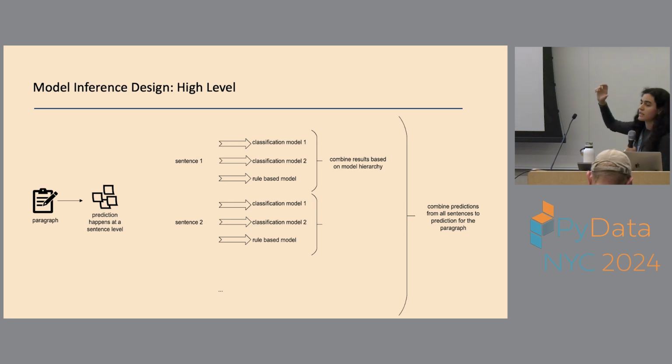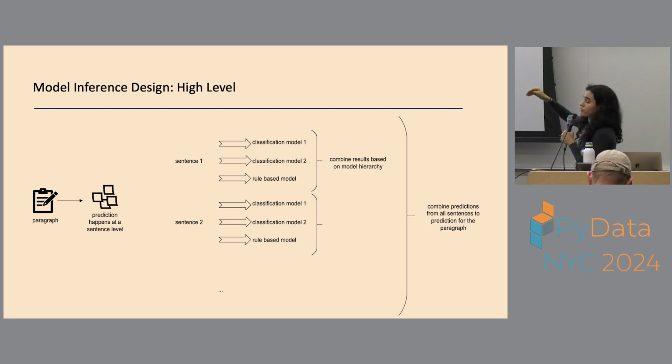First we take in, let's say, that paragraph. We break it up into sentences. You have your different sentences. Then we run a prediction per sentence, and then we aggregate the results to get a prediction at a paragraph level, and then we return that to the user.